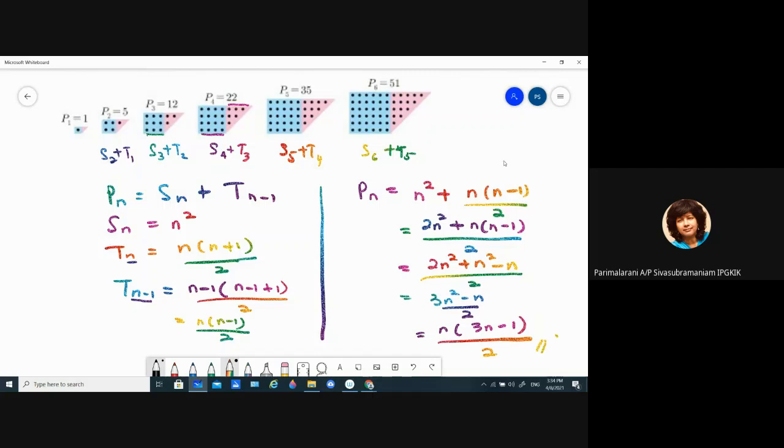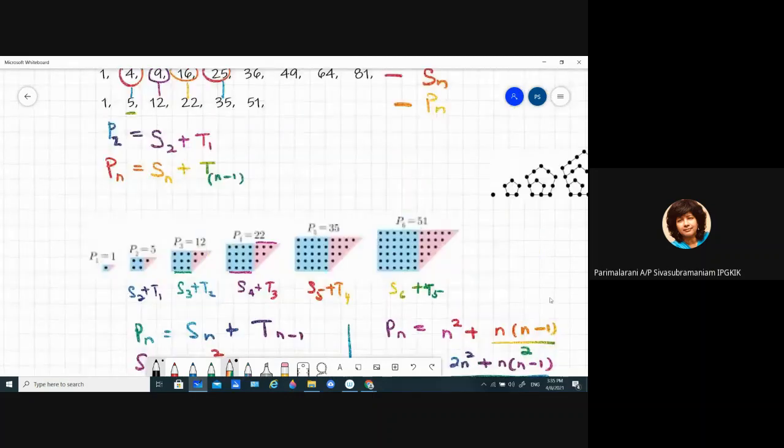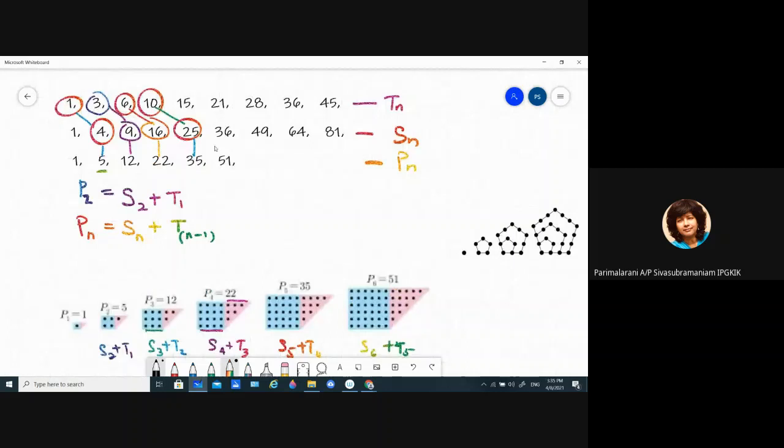Just that now we use the relationship between square numbers and triangular numbers to derive the formula for pentagonal numbers. The earlier method used the relationship between pentagonal numbers and triangular numbers only. So whenever you are given numbers like this, you must be able to see relationships. There are a lot of relationships that you can state. You can say that all three figurate numbers start from 1. That's also a relationship between numbers.